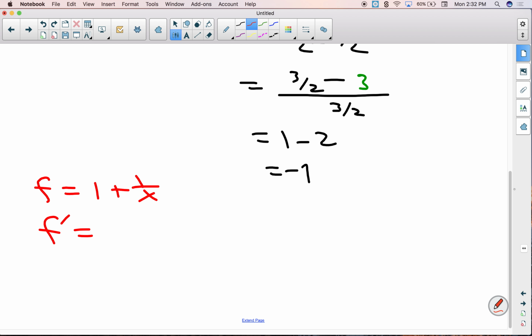What is it? So negative 1 over x squared. Yeah, negative 1 over x squared. Correct. Oh, that's the simplified version. That's the original.